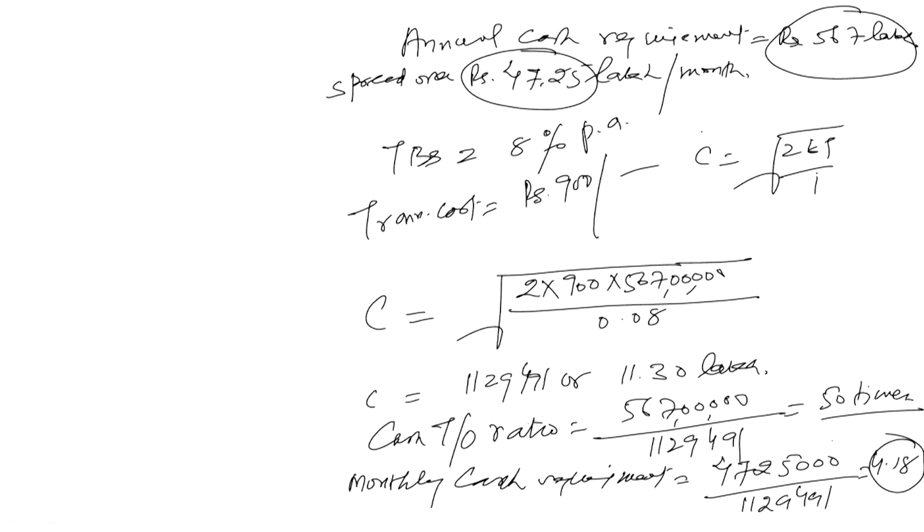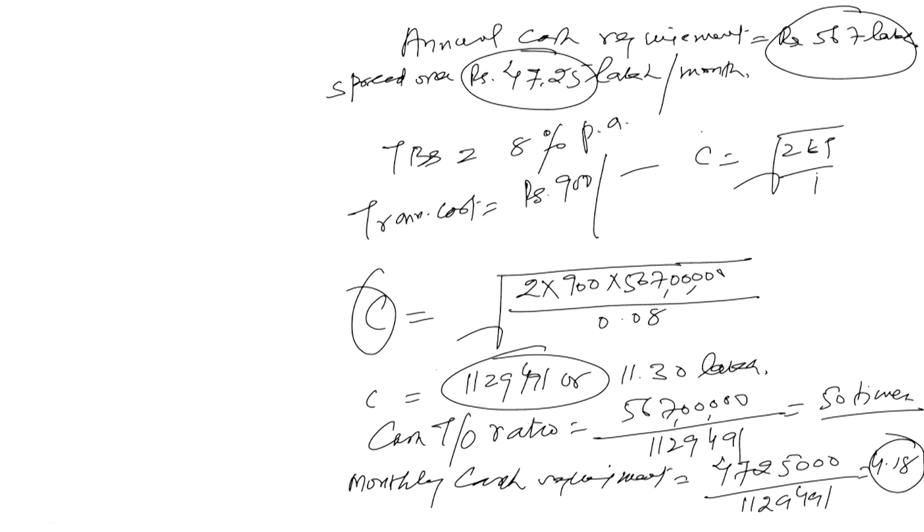So, what does it mean? Monthly requirement of cash is 47,25,000. Our C, where the total cost means the cost which is because of opportunity cost and the transaction cost, is the C at which the opportunity cost and the transaction cost are equal, or the total cost is minimum. That C we have worked out comes up as 11,29,491 or 11.30 lakh. Then we calculated the turnover, so we found out the 50 times, and then the monthly requirement of the cash we have already known, that is 47,25,000.